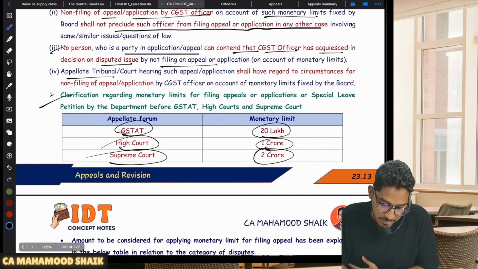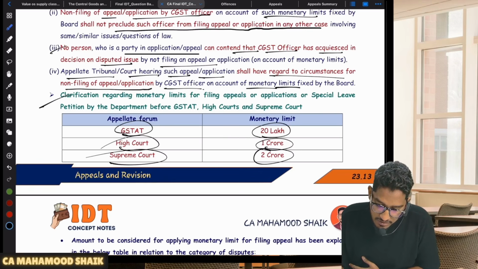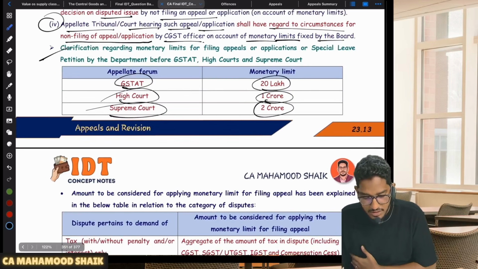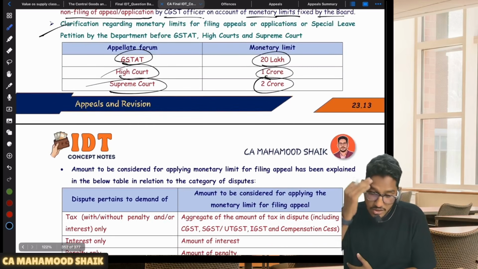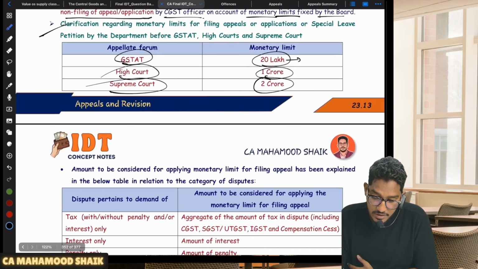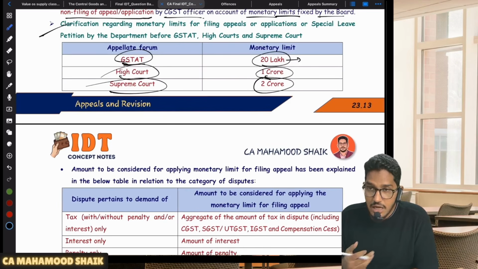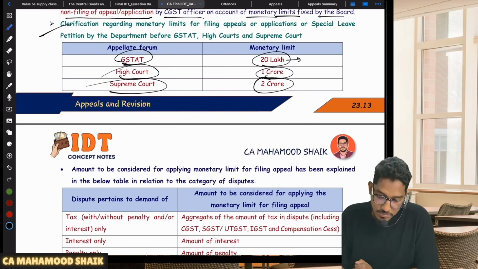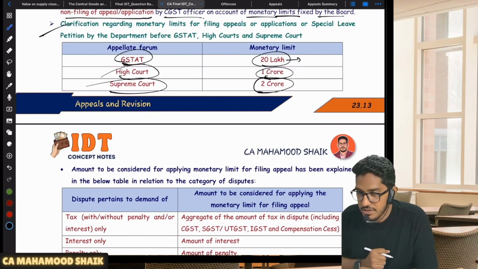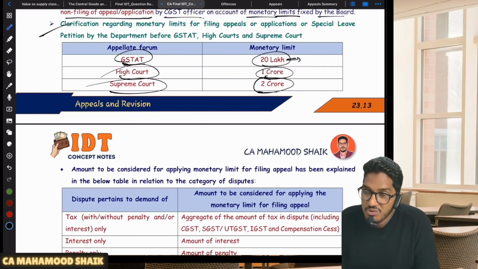Next. The appellate tribunal or court hearing such appeal or application shall have regard to the circumstances for non-filing of appeal or application by the CGST officer on account of monetary limits fixed by the board. So what are those monetary limits? That's what they have told you before, told you here. I have already explained. Now you will get a doubt. Sir, you are saying if the amount is up to 20 lakh rupees, I should not go to GST 80. If it is 1 crore rupees, then only I have to go to High Court. If it is more than or equal to 2 crore rupees, then only I have to go to Supreme Court. Sir, how to calculate that, sir?